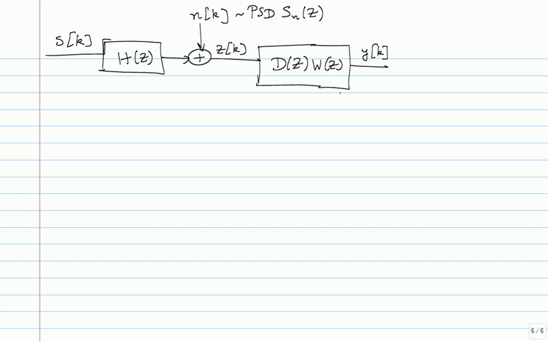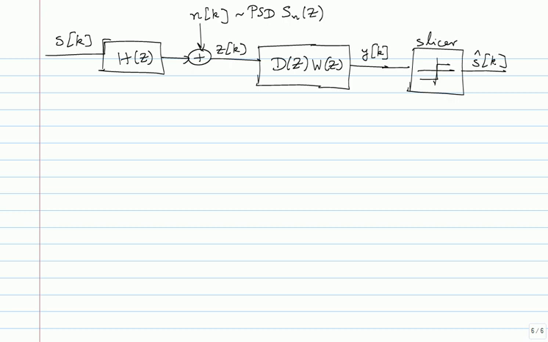But I know I can't have access to the signal alone. So what should I do to get access to the signal alone? Put a slicer. So I'm going to put a slicer here. I'll come back and modify this; there's a modification to be done here. I'm going to put a slicer here and get an approximate version of the signal.